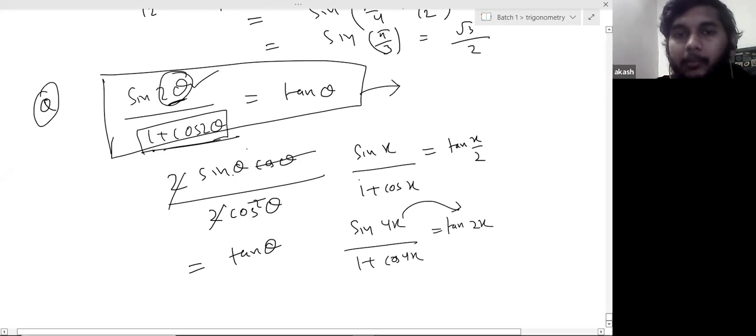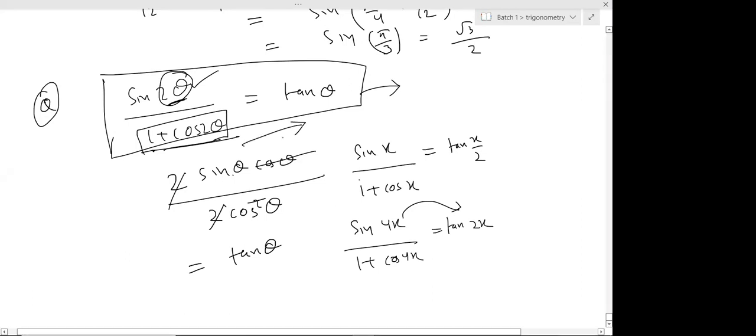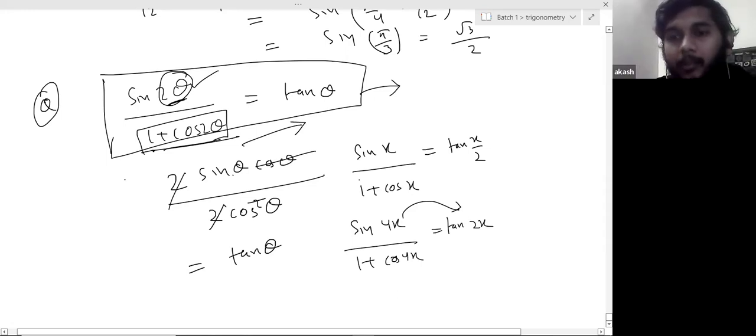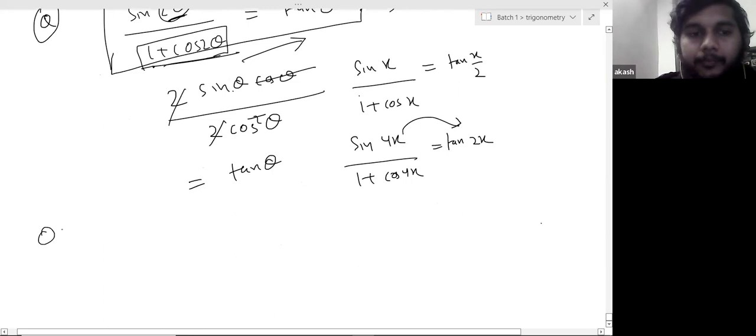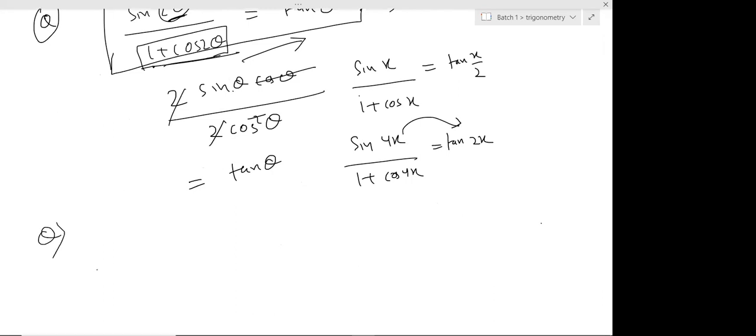All right, you can remember this as it is, and this will be very helpful in class 12th also. And there will be a chapter called integration. We'll be using this a lot. All right, next question. Sine theta upon 1 minus cos theta. Simplify.